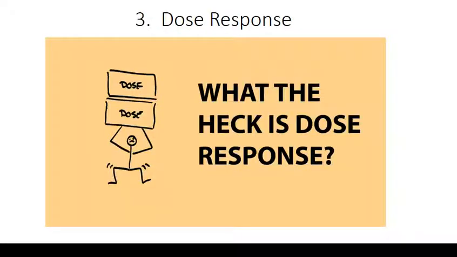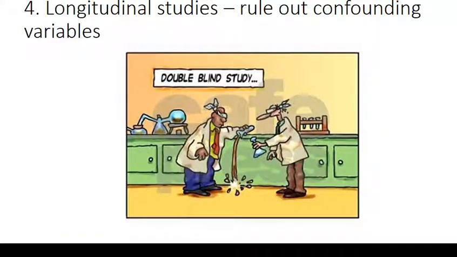A dose response. We'll talk about what that is. So dose response. And here's our longitudinal studies. They're going to help us rule out confounding variables. And the picture here is somewhat humorous. One of the things you like to see are double-blind studies. If you're testing a medicine, then the researcher doesn't know and the patient doesn't know what they're getting. That way, any results they see aren't attributed to a bias on the part of the researcher or the part of the participant.